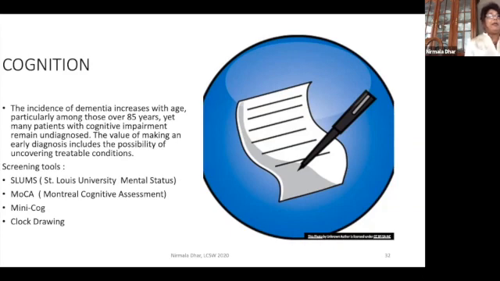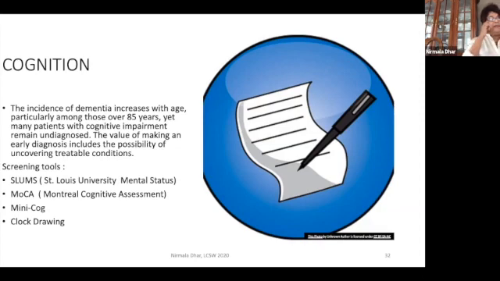Here are some screening tools. SLUMS, the St. Louis University Mental Status exam, which is in the public domain. MoCA, they recommend a brief video training before you use it. Mini-Cog and clock drawing are shorter tests which are good for busy clinicians, but screen for cognition.